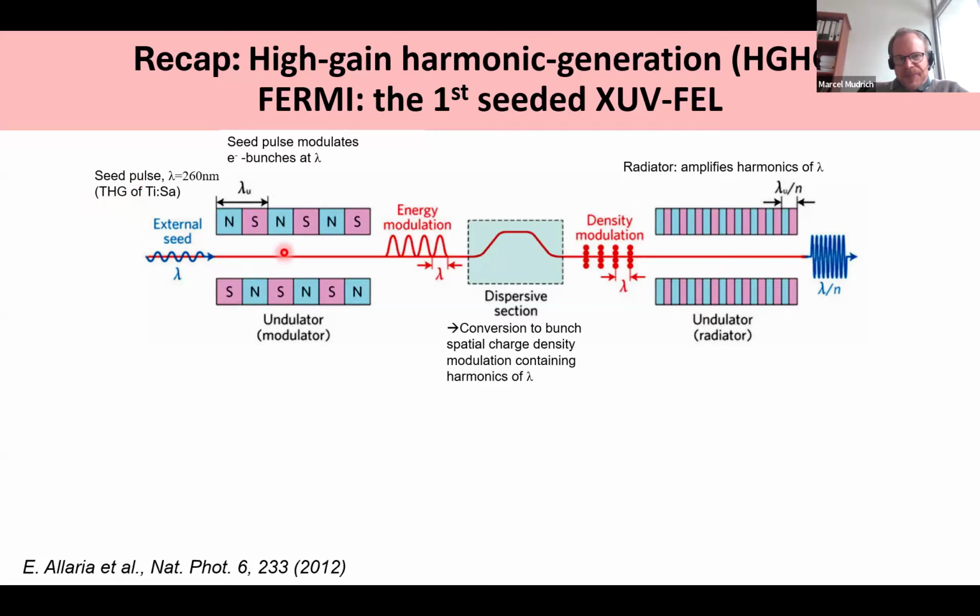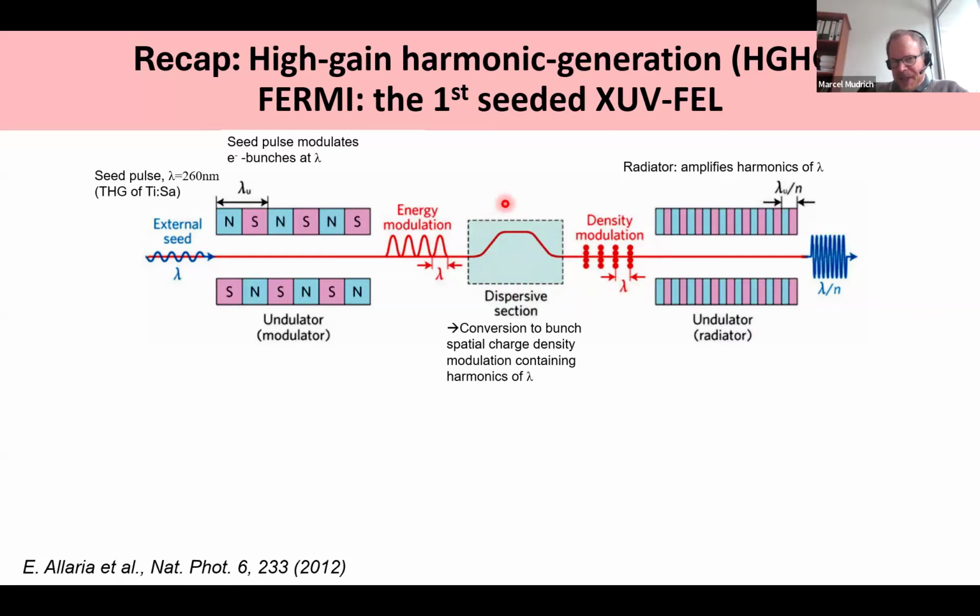is used not for seeding the lasing, but for energy modulation in a first short, low gain undulator. So we get energy modulated electron bunches after the first undulator. Then, using a dispersive section, which is just a magnetic chicane, the energy modulation is converted into density modulation, into microbunches, spaced by the wavelength.